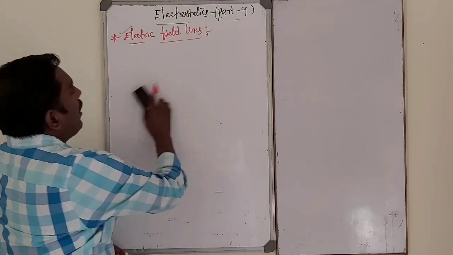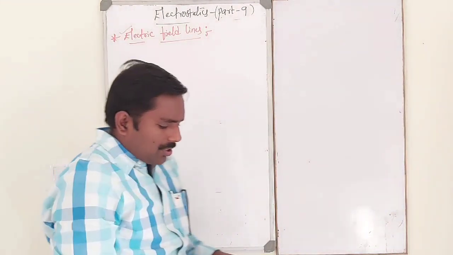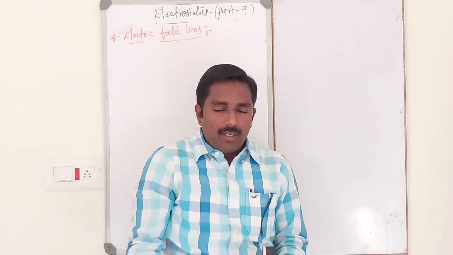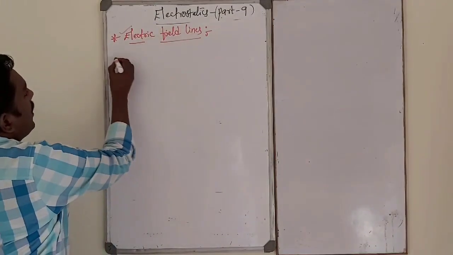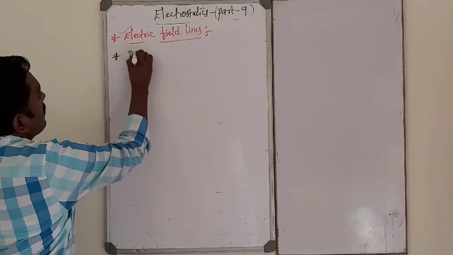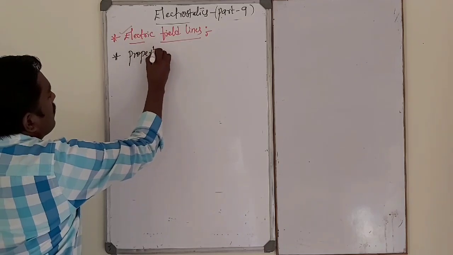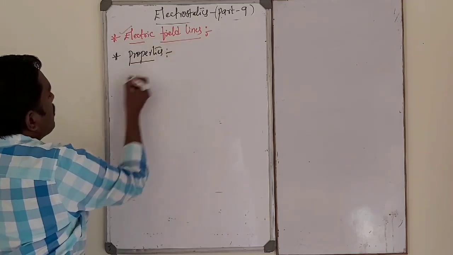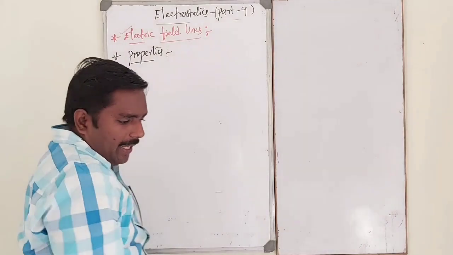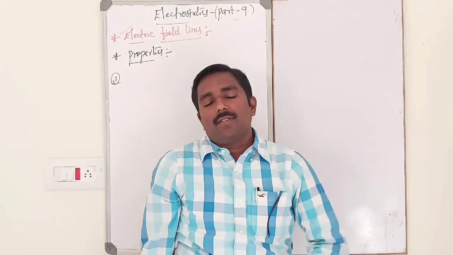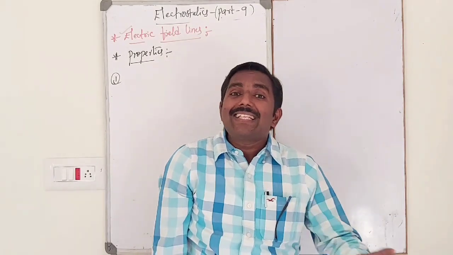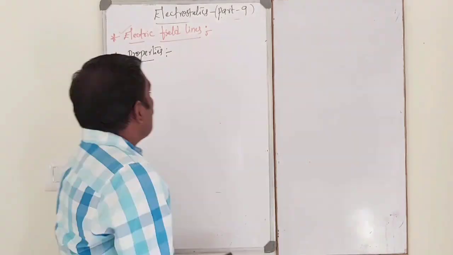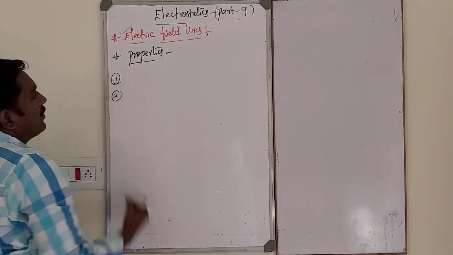Okay, students, now the very most important properties of electric field lines. The first one: electric field lines are imaginary lines. There is no physical existence.